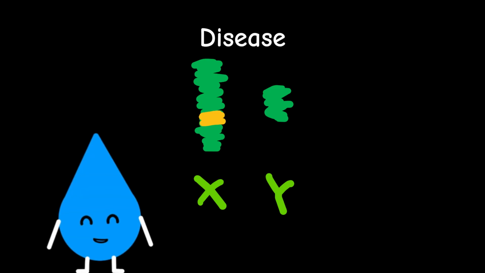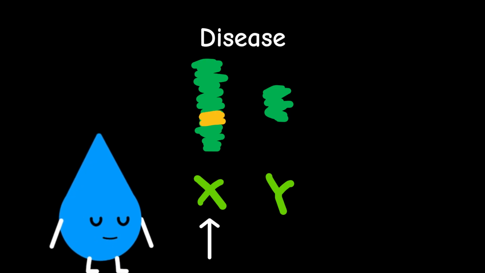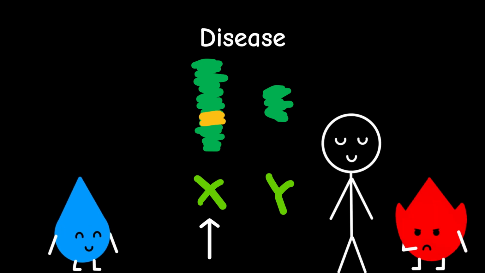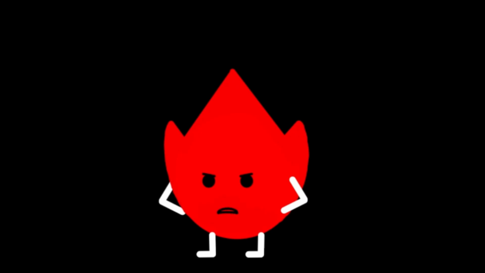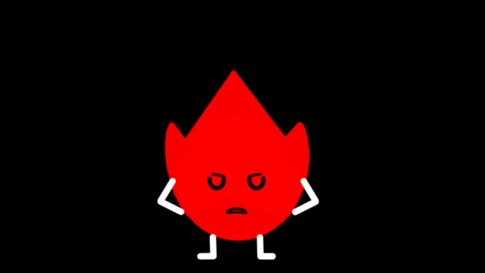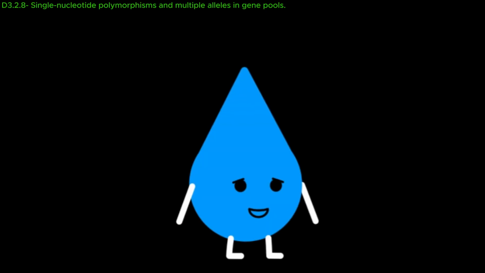Oh. Males with hemophilia must have gotten their Y chromosome from their father, because only the father has the Y chromosome. This means that the X chromosome with the disease must have come from their mother. Why do these genes exist in the first place? Is Mother Nature trying to kill us? No, these appear by random chance.